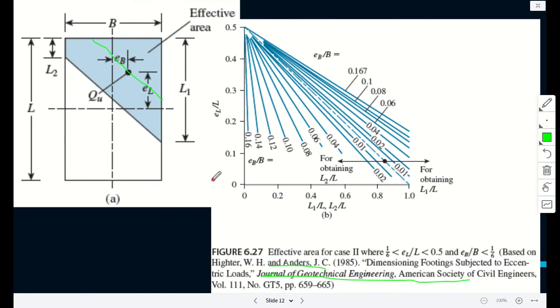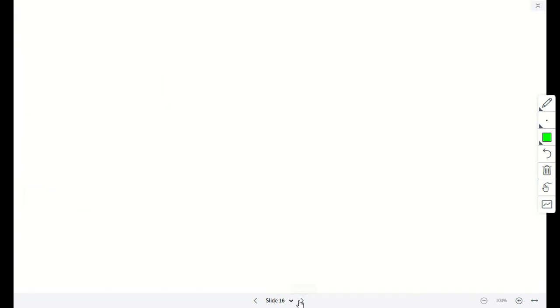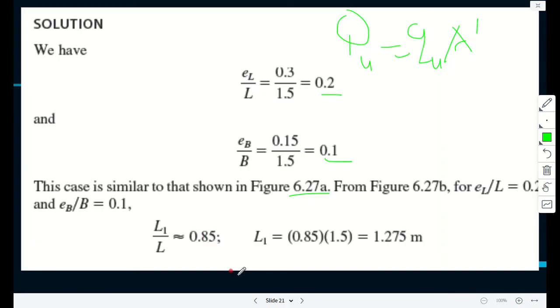So EL over L is 0.2 and EB over B is 0.1. So here, where it meets this value, you can read down. You can read, let's see, maybe some value there. Let's see how much they get. About 0.85, really?